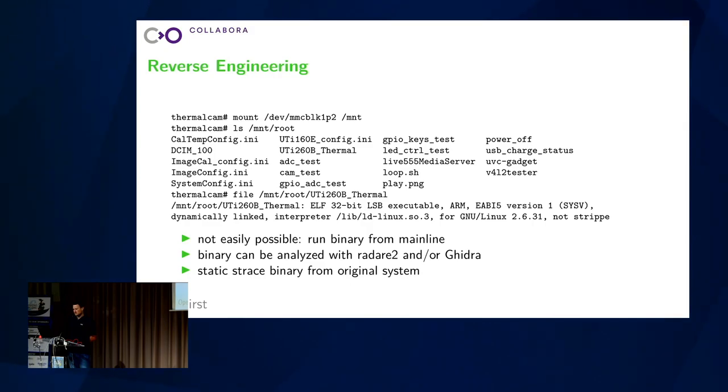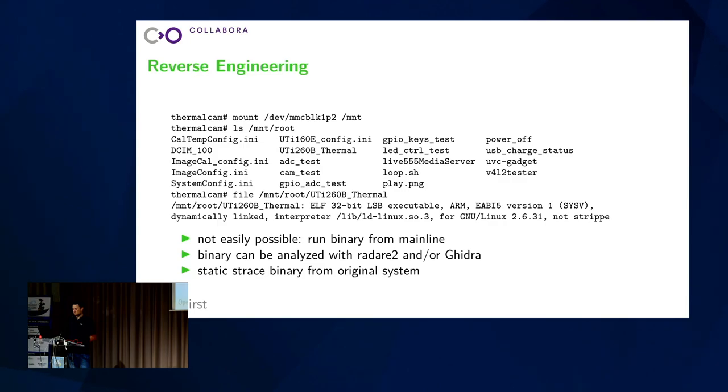And as I mentioned, the binary is completely unstripped, so all the debug symbols are in there. I started looking at it with Ghidra at the moment. The other part that I did was put an strace binary in the original system and have a look at what it is sending over USB.